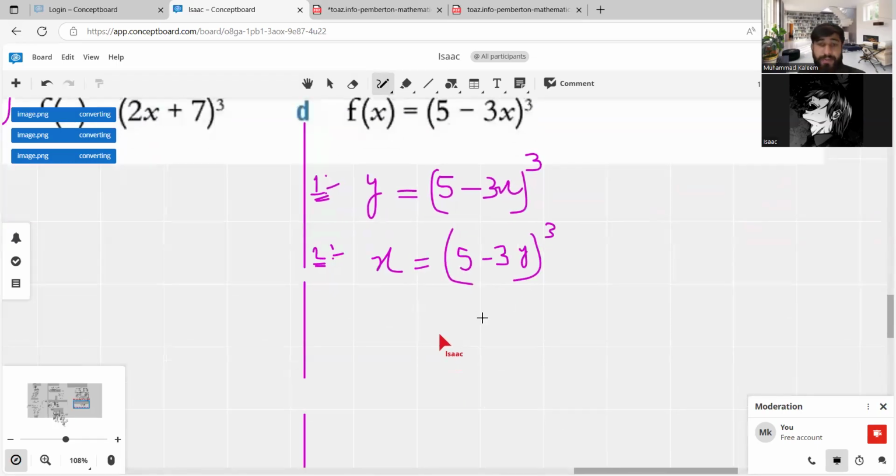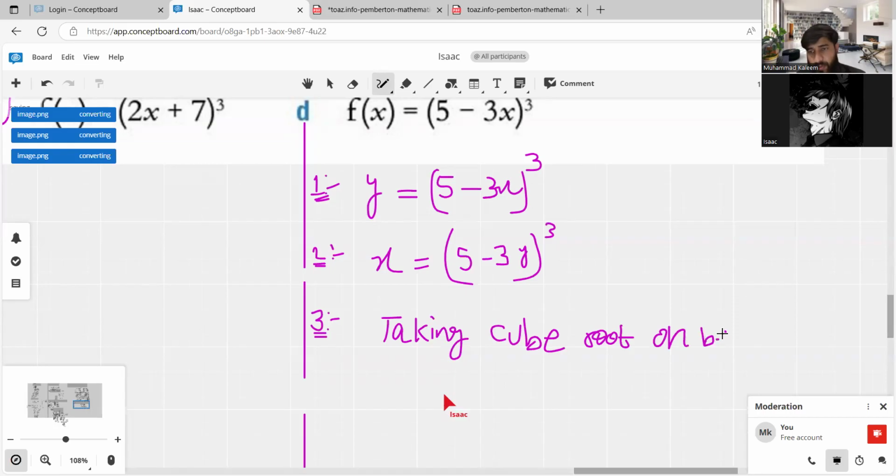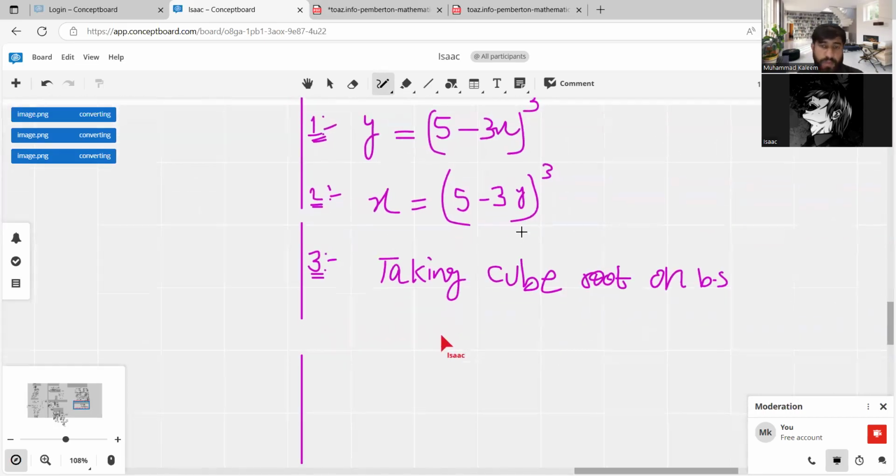No, how can I make it? I cannot move 3y to this side. Firstly, I will take the cube root, because this is the cube. This comes first in my way. When I have to make y the subject, this cube is coming in my way. So what I will do first, I will take the cube root on both sides. Why am I taking the cube root? To remove the cube from here.